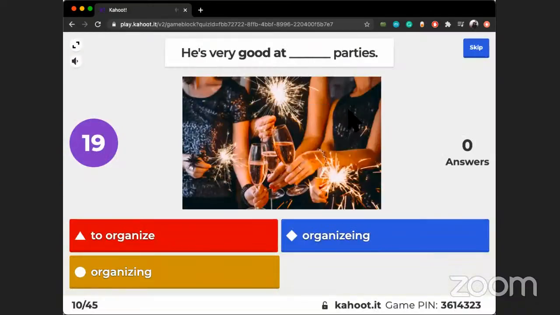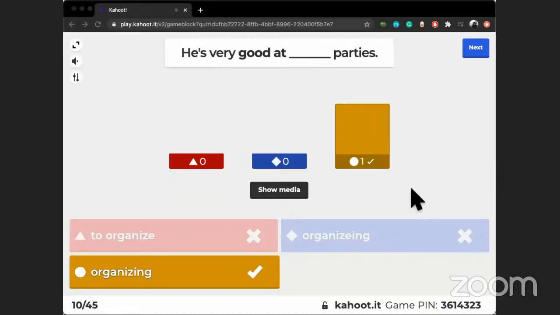He's very good at, what do you think? Organizing, organize. Great job. Let's see, let's read the sentence. He's very good at organizing parties. Excellent. Very good.